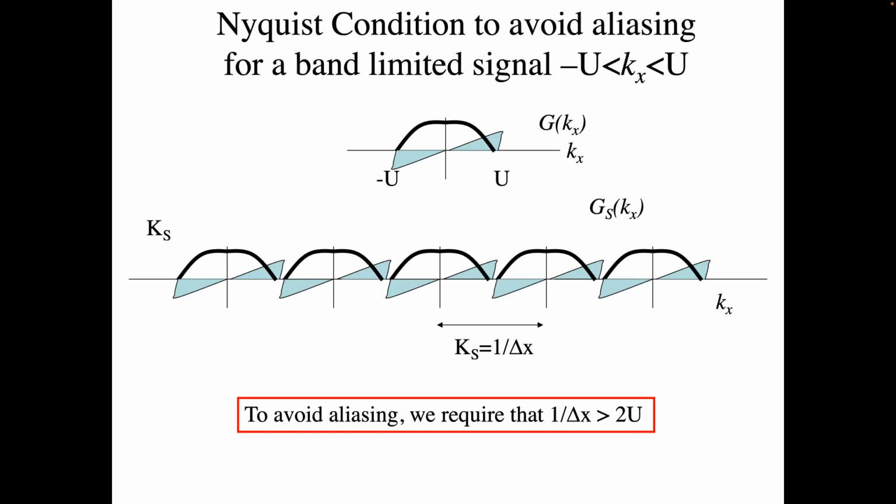okay? So u is, if the spatial frequencies in your original function are between u and minus u, and outside that they all fall to 0, then you're okay. Because this spacing here, if it's greater than 2u, this will be 0 by the time it comes into this domain.